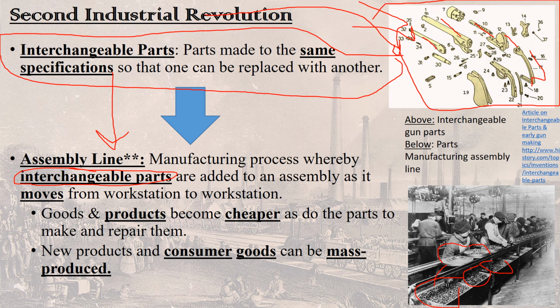Because of the assembly line, goods and products become much cheaper because they're so much faster to make. Then it also becomes cheaper to make these interchangeable, machine-tooled parts. And it allows the development of new products, new consumer goods like refrigerators and radios that can be mass produced.